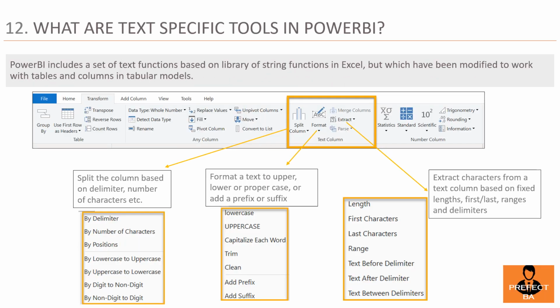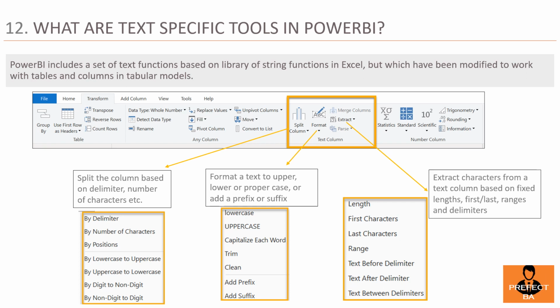Question number 12. What are text-specific tools in Power BI? Power BI includes a set of text functions based on library of string functions in Excel, but which have been modified to work with tables and columns in tabular models. There are many important notable text-specific tool features of Power BI like split column, format, and extract. These functions allow to transform the text as needed.